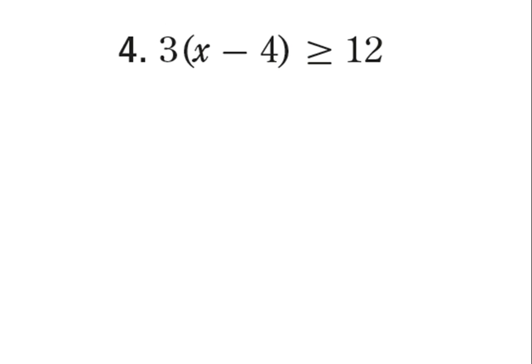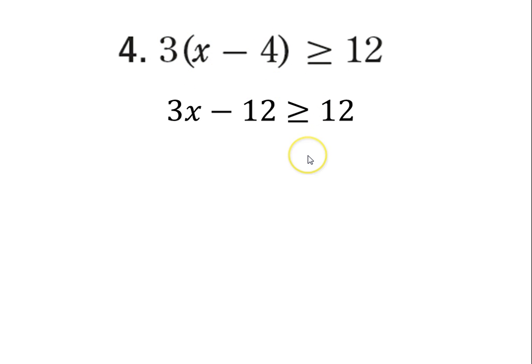Number 4, same kind of idea here. We have x minus 4 inside the parentheses. We can't do x minus 4 because they're not like terms, so we're going to distribute that 3. So we have 3x minus 12. The 3x comes from 3 times x. The 12 comes from 3 times 4. And then we have greater than or equal to 12.